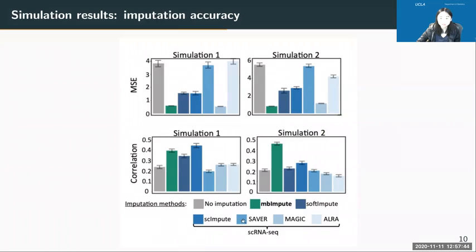And also we have several popular methods borrowed from single-cell RNA-seq field, because in that field, imputation is a very important problem. So compared to those methods, we can see that we are doing the best in MSE and the best in correlation, because MSE, the lower the better. For correlation, the higher the better.